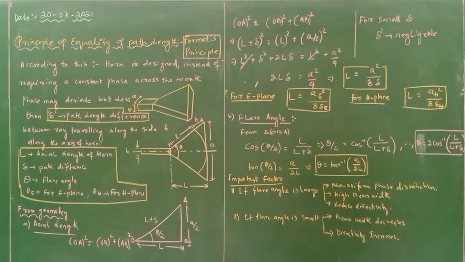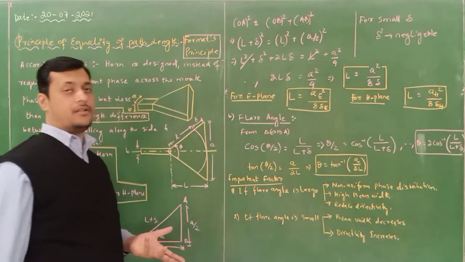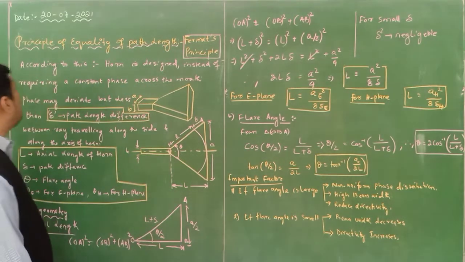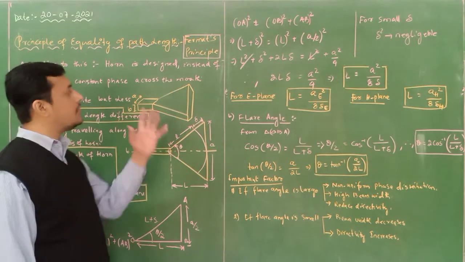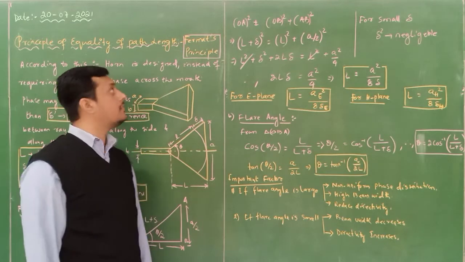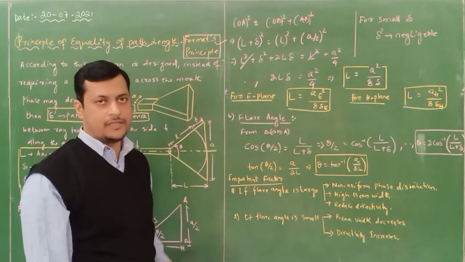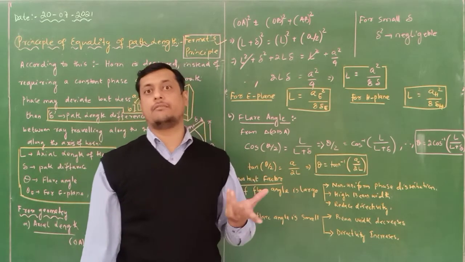Okay. So here, what is the working principle of this horn antenna? That we will see. As I mentioned, it is the principle of equality of path length, and this principle is called the Fermat principle. According to this principle, we will come to know how this horn antenna works.